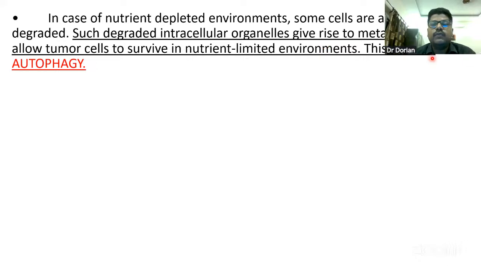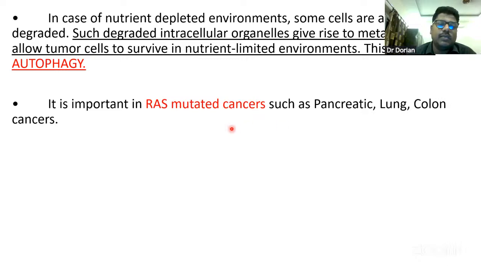And there is another phenomenon called autophagy, a relatively newer phenomenon that can be asked as an MCQ. In nutrient-depleted environments, some cells are actively degraded. Such degraded intracellular organelles give rise to metabolites, which allow tumor cells to survive in nutrient-limited environments. This is called autophagy. Autophagy is important in RAS mutated cancers. Very important. Again, 3 things are coming. Potential MCQ: pancreas, lung, colon, RAS mutated cancers depend upon autophagy.